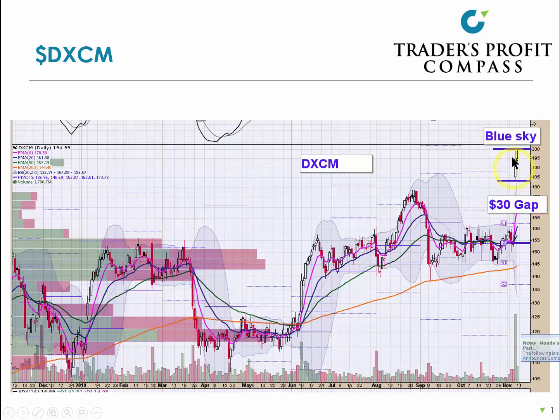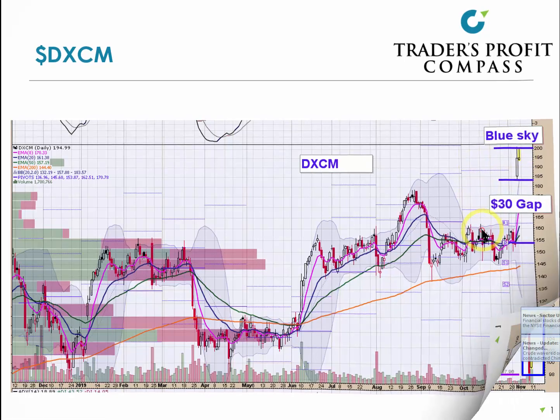So this is really kind of a dream scenario, that if you get a move to the top side, there's really no overhead resistance, and if you get a move down through the bottom side, you've got a $30 gap to fill. So in either case, either a break above or a break below, there's a good opportunity there. So those would be locations to alarm in your system.